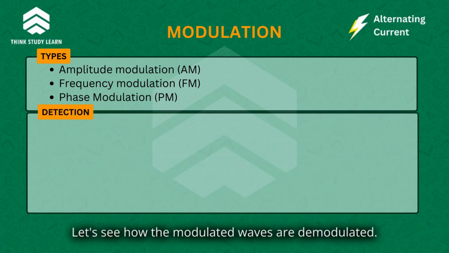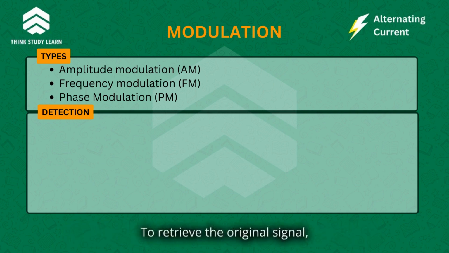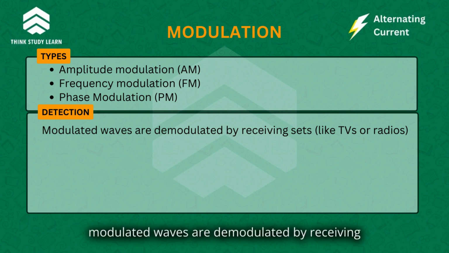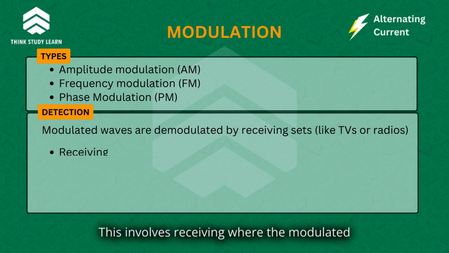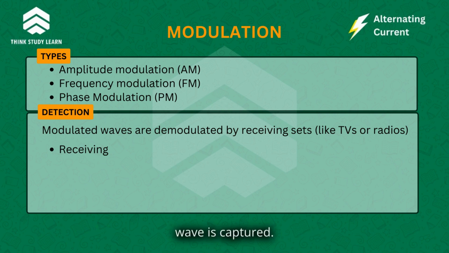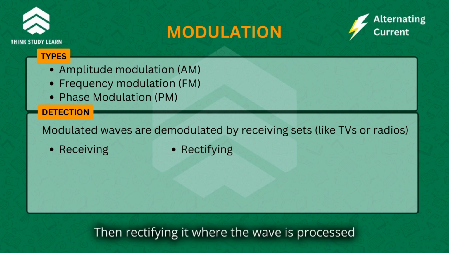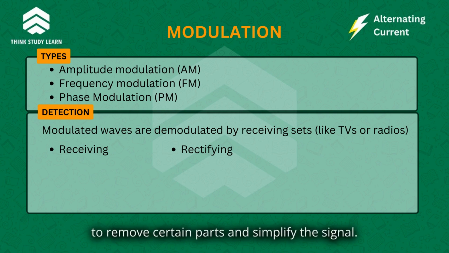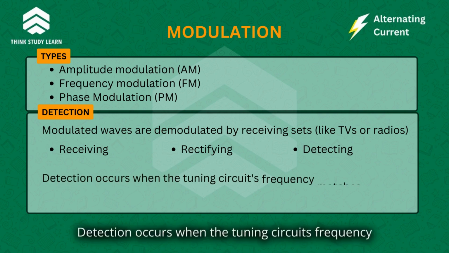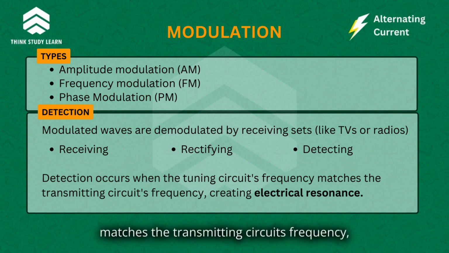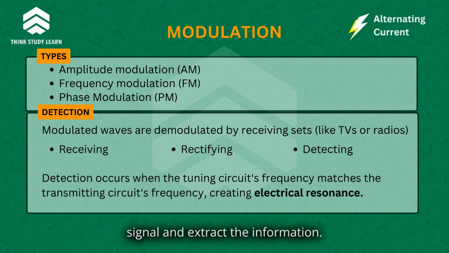Let's see how the modulated waves are demodulated. To retrieve the original signal, modulated waves are demodulated by receiving sets like TVs or radios. This involves receiving, where the modulated wave is captured, then rectifying it, where the wave is processed to remove certain parts and simplify the signal, and then detecting, where the original lower frequency signal is extracted. Detection occurs when the tuning circuit's frequency matches the transmitting circuit's frequency, creating electrical resonance. This allows the receiver to lock onto the signal and extract the information.